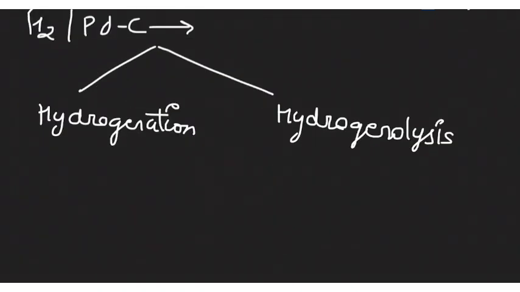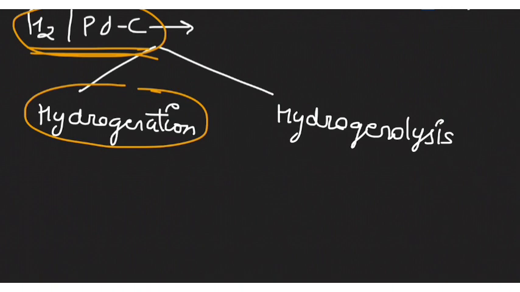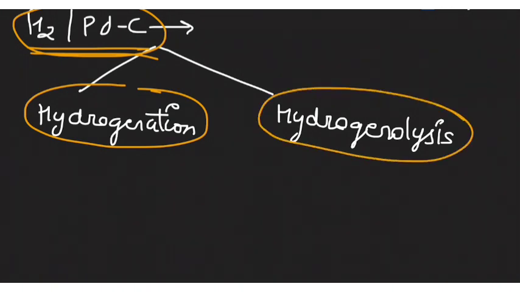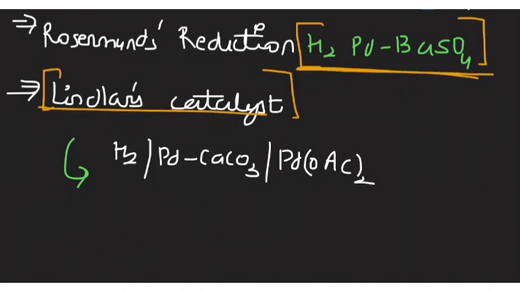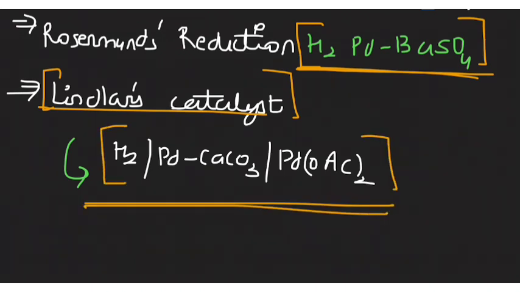Next, hydrogen based reagents, basically H2/Pd-C. Here students basically make the mistake of only studying the hydrogenation part and skipping hydrogenolysis. You have to study both parts very nicely. Next is Rosenmund's reduction. The reagent is H2, Pd/BaSO4, and you have to also study Lindlar's catalyst, which is H2, Pd/CaCO3 with Pd(OAc)2 twice. Very important. I'm just listing down the important reagents; you can note them down and study, and don't miss any of these reagents.